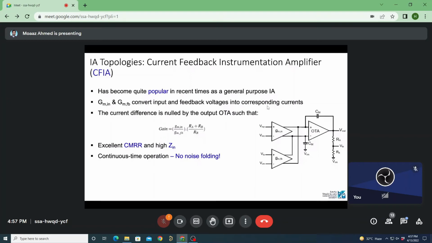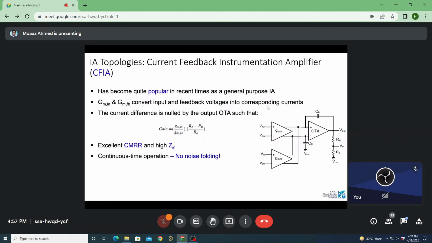This GM feedback, you will see if you pay attention, is connected to the middle of the resistors RA, RB. And this RA, RB is a resistor divider with the output voltage, V out. The gain of this precision amplifier is determined by this expression: the ratio of the two transconductors and the resistor divider, RA plus RB divided by RB.